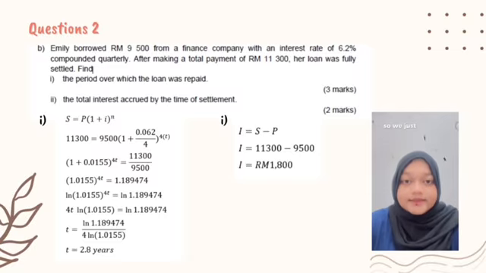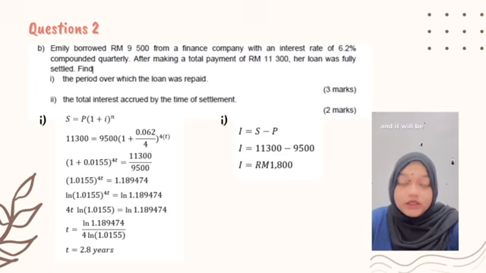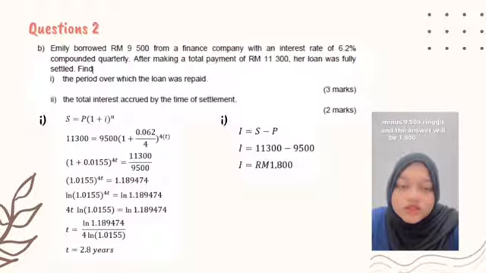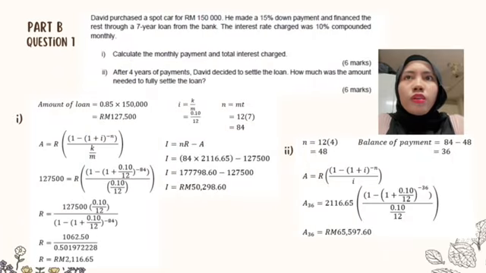So we just need to minus it, and it will be 11,300 ringgit minus 9,500 ringgit, and the answer will be 1,800 ringgit. Part B, question 1. Calculate the monthly payment and total interest charge.